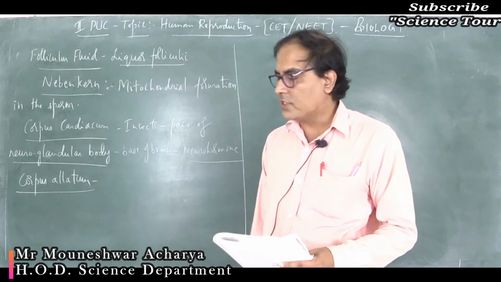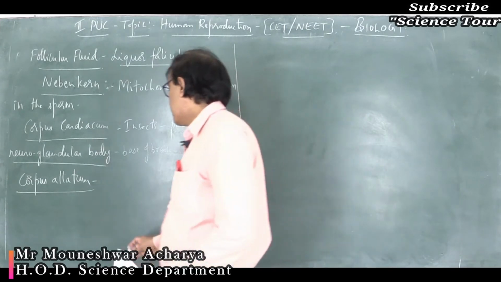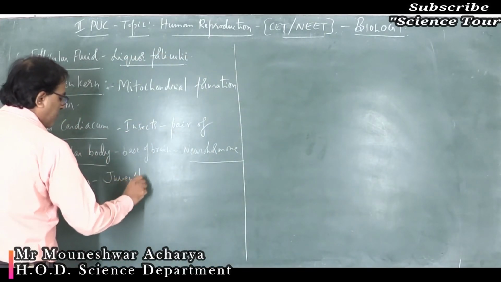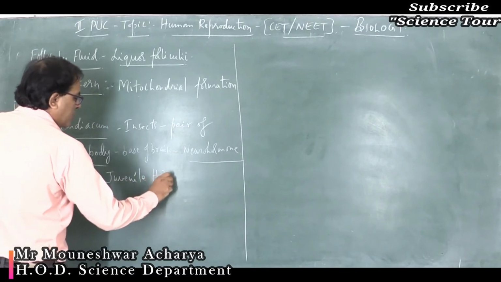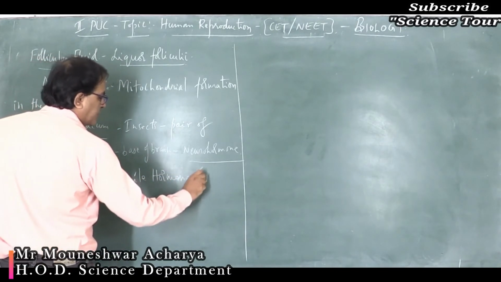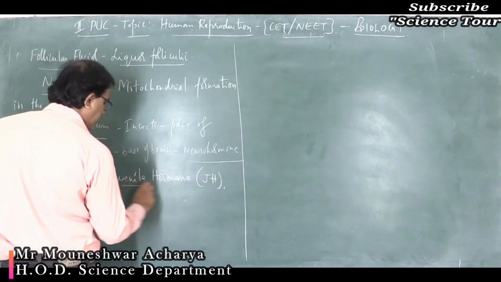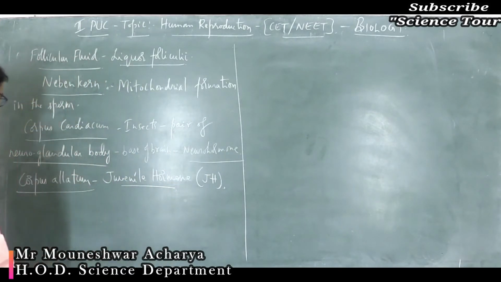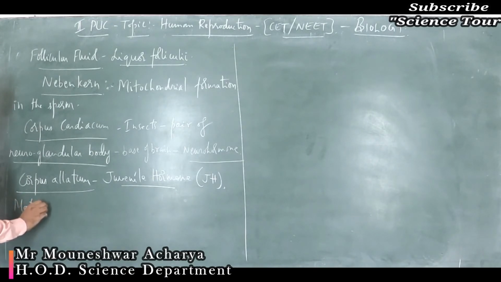So what is the function? It secretes a juvenile hormone. In short, it is called JH. Now this juvenile hormone is helpful for the process of metamorphosis in insects.